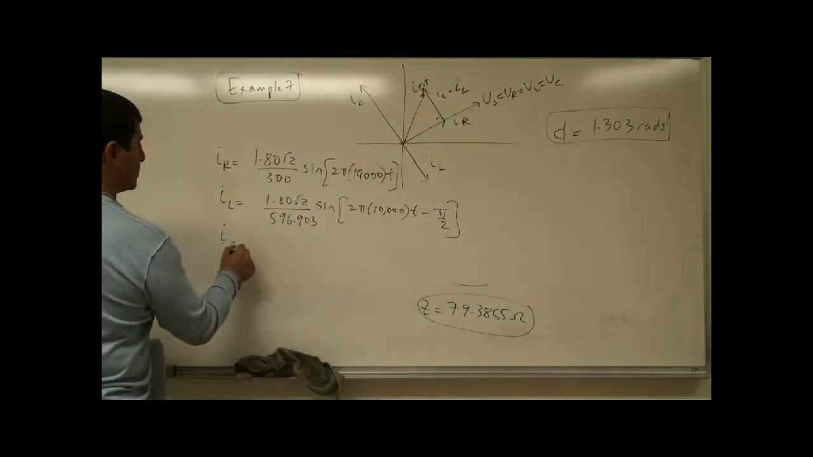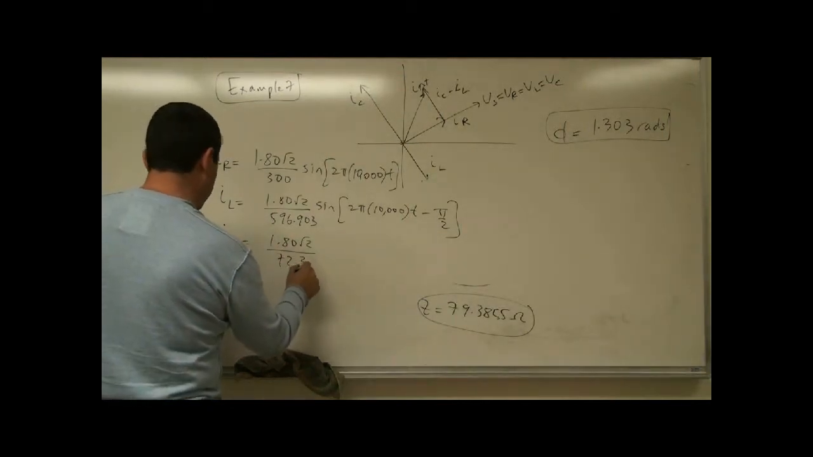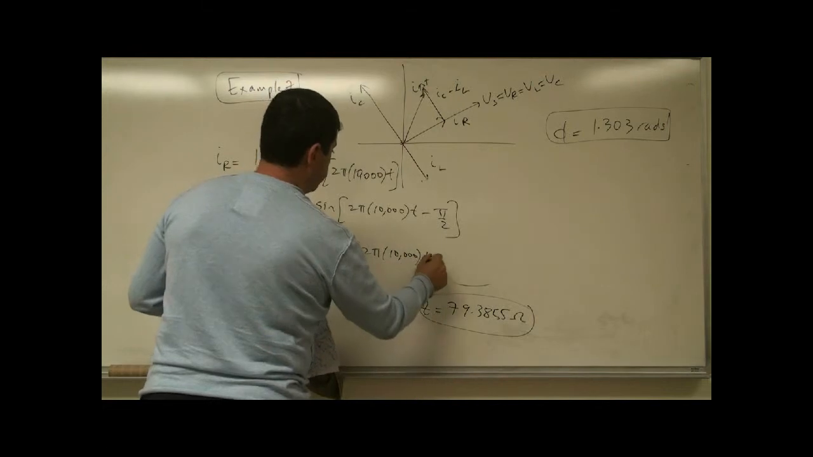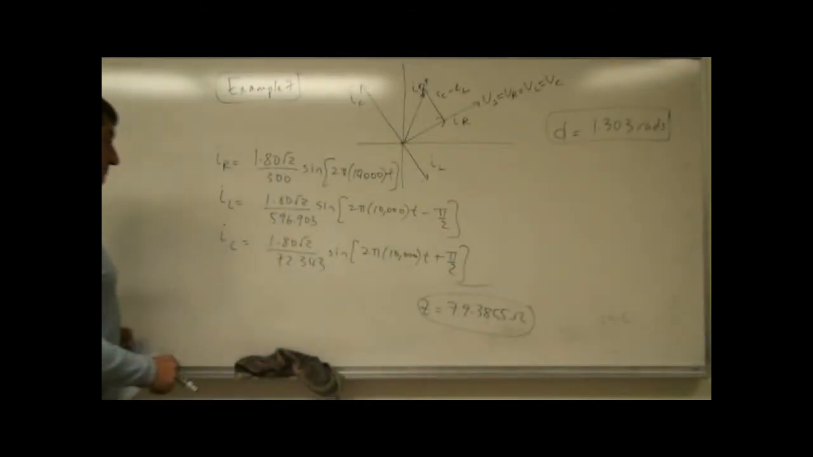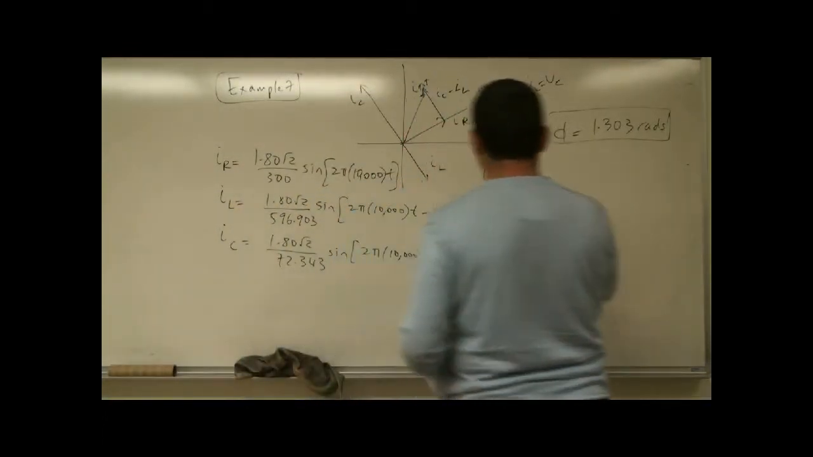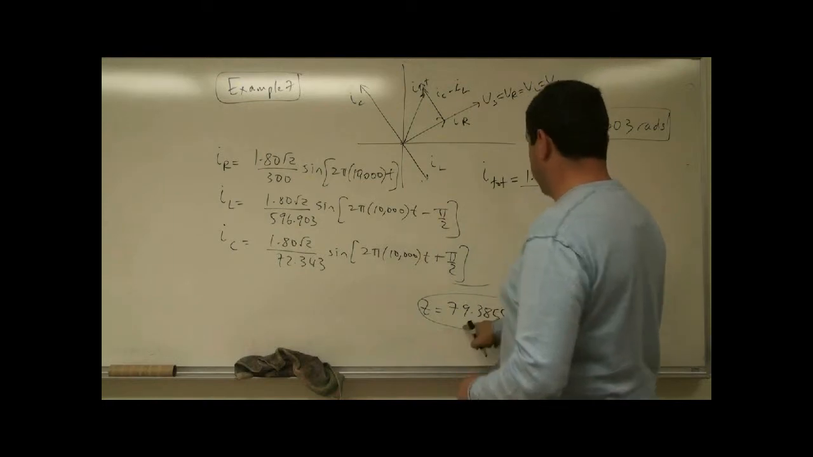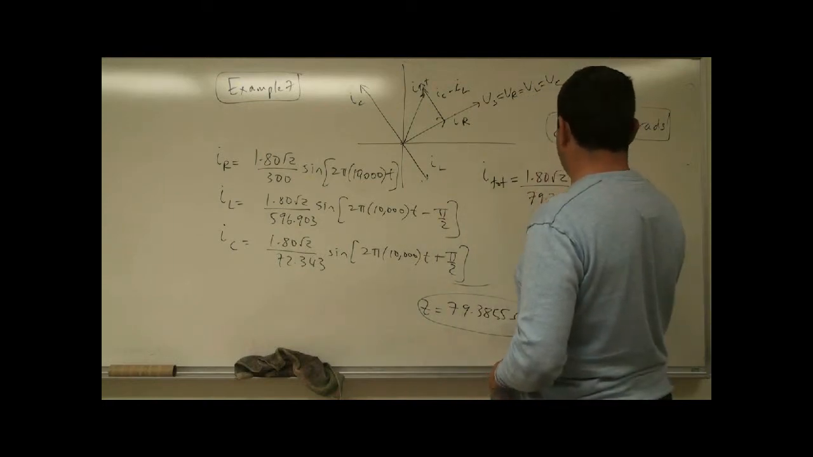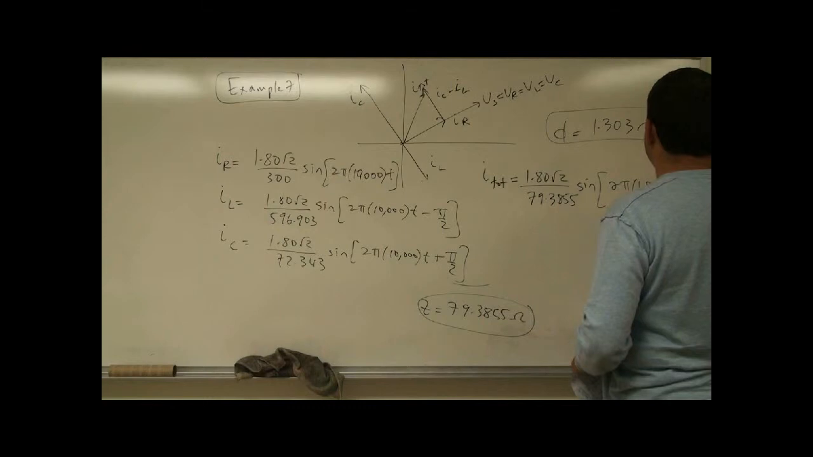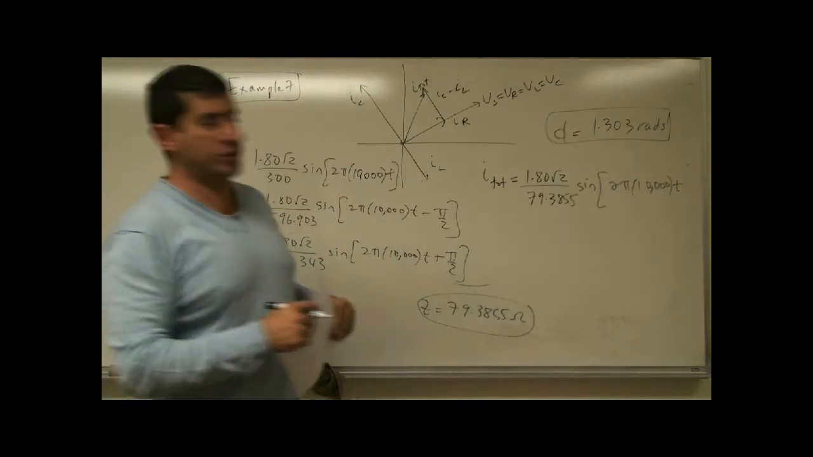The current in the capacitor is going to be 1.80 radical 2 divided by XC, 72.343, sine of 2 pi 10,000 T plus pi over 2. And now we can write down the equation for the total current. The equation for the total current is equal to 1.80 root 2 over the Z value, 79.3855, sine of 2 pi 10,000 T, and then since the phase angle came out positive, it's going to be 1.303.